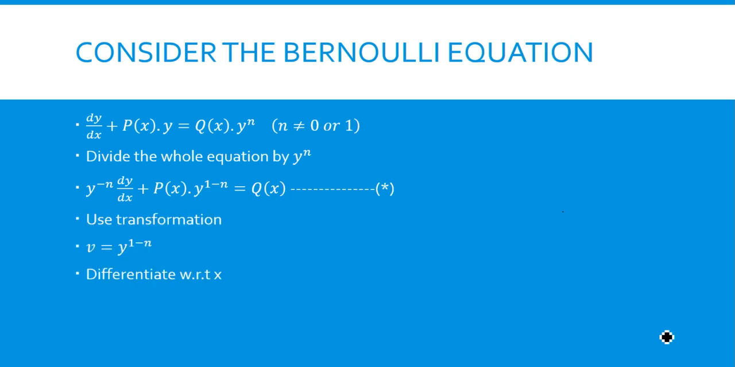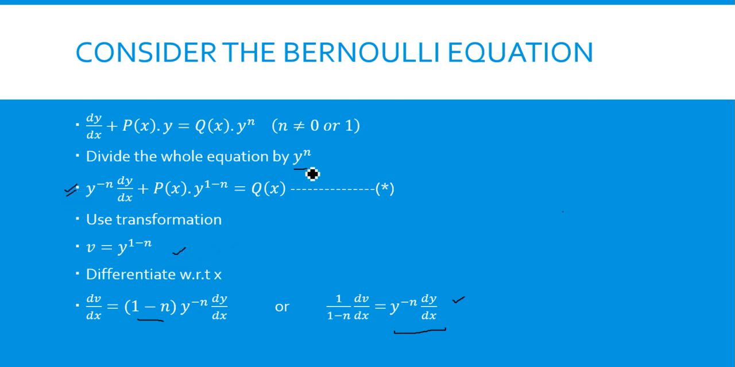Now we differentiate with respect to x, that is dv by dx equals 1 minus n times y to the power minus n dy by dx. This is the normal differentiation which we have done in class 11 and 12, and now we just take this 1 minus n to the left hand side so that the right hand side is just y to the power minus n dy by dx. Now the third step is to put v in place of y to the power minus n dy by dx in the equation star. This is our third step.